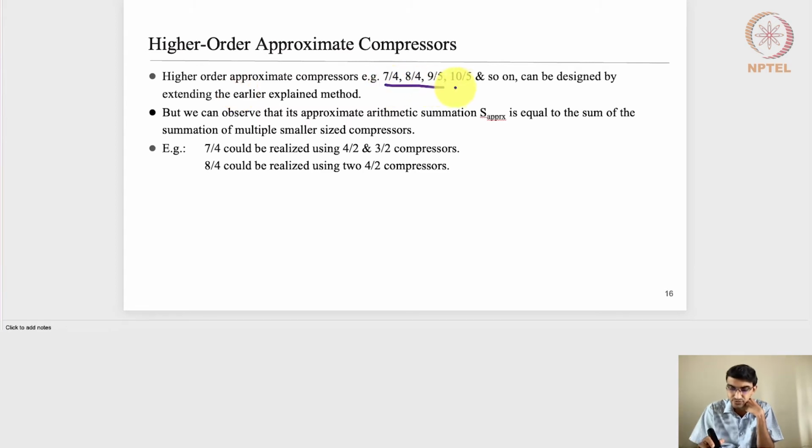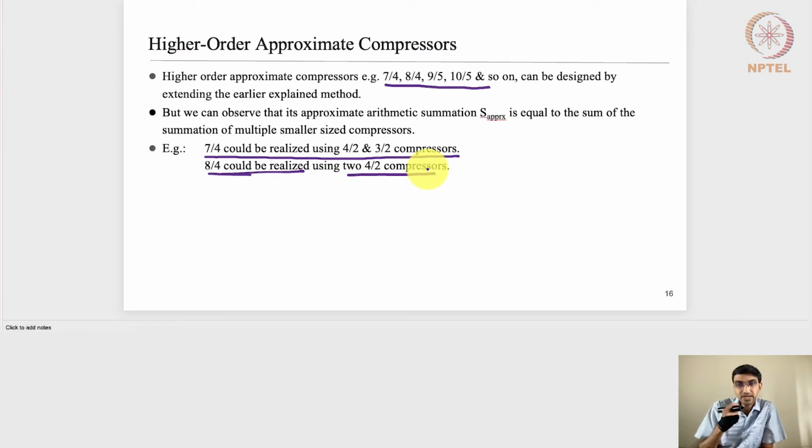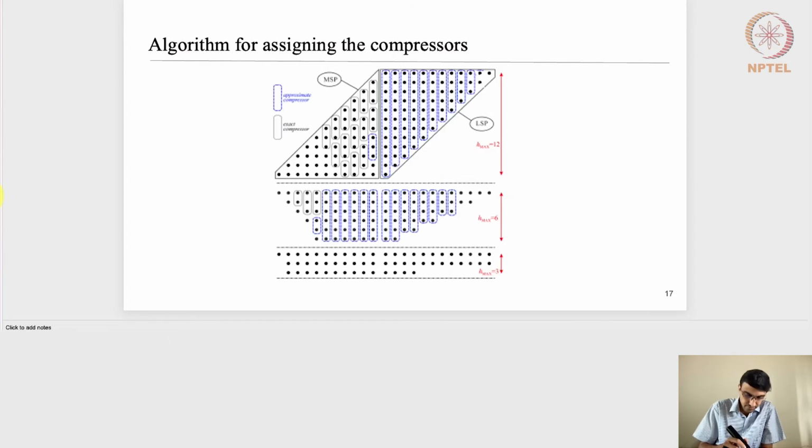So 7:4, 8:4, 9:5, 10:5 can also be designed by extending the earlier explained method. But to keep it very, very simple, we can also say that 7:4 could be realized using 2 of the lower order compressors, and 8:4 could be realized by having 2 of the 4:2 compressors. So what we'll do is we'll restrict ourselves to lower order compressors, and then apply that into the multiplier design and get the inaccurate results. So this is what we'll be doing.